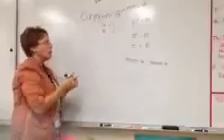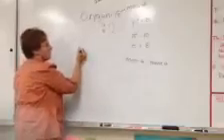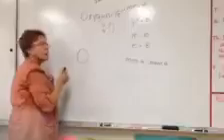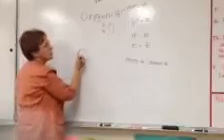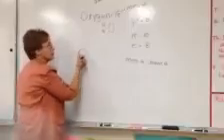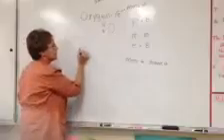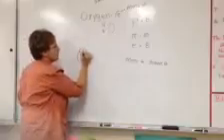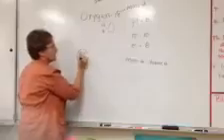So if we're going to draw the Bohr model, first we're going to draw the nucleus. Okay, so in the nucleus, we're going to draw the protons and neutrons because that is what makes up the nucleus. So we're going to have 8 protons and 10 neutrons.